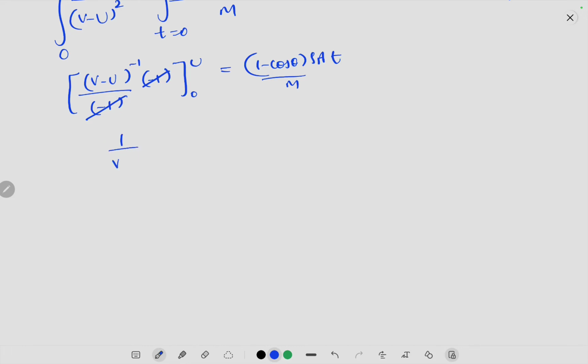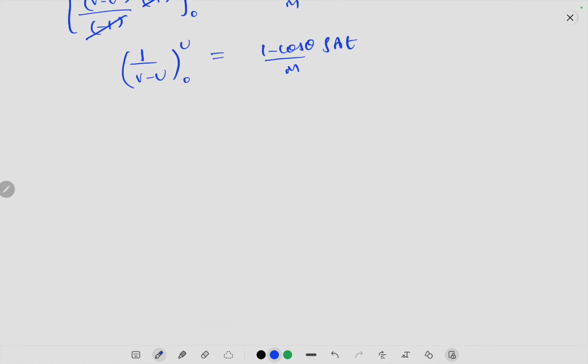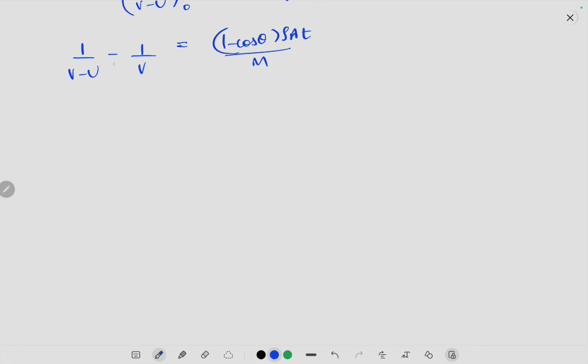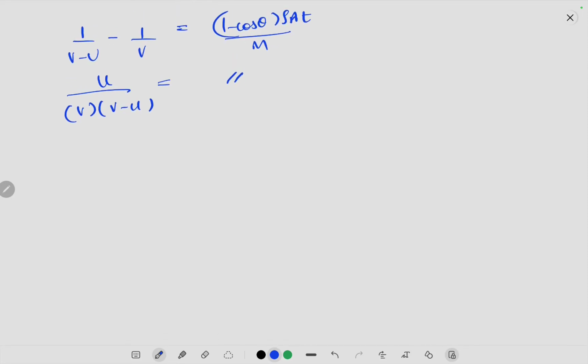So 1 upon (V minus U) from 0 to u equals 1 minus cos theta by m rho A t. Considering u equal to u, and then minus the value at u equal to 0, this will become 1 upon v. So this is 1 minus cos theta rho A t by m. We can solve this. This will become v times (v minus u) and (v minus u), so this becomes plus u. And let's call this quantity b times t, where b is equal to 1 minus cos theta by m rho A, so that we don't have to write it again and again.